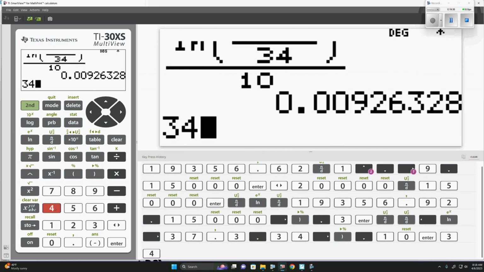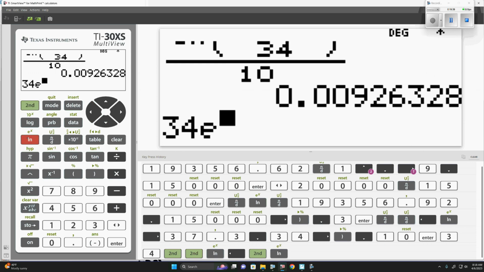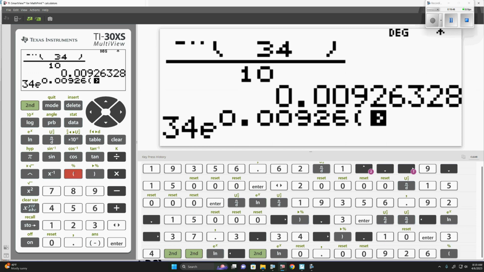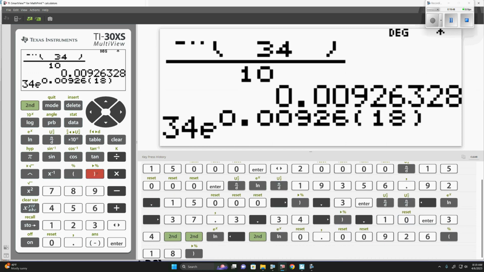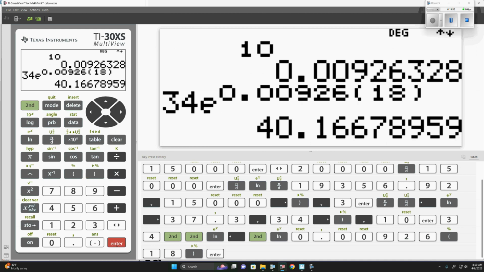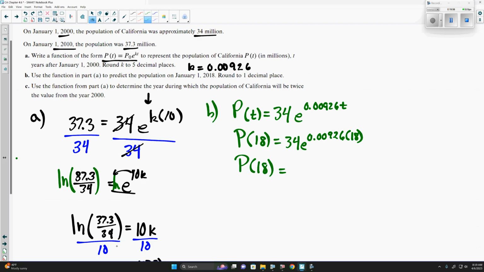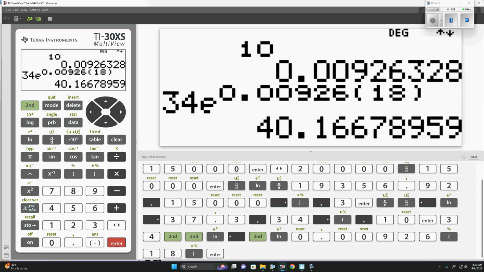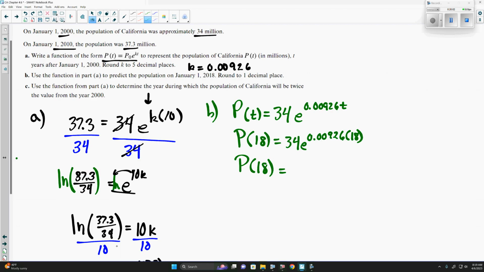Now at this point, this is even easier than what we did earlier, because we can just type the function in. Hit enter. To the nearest 1 decimal place, 40.16, which is going to be 40.2.